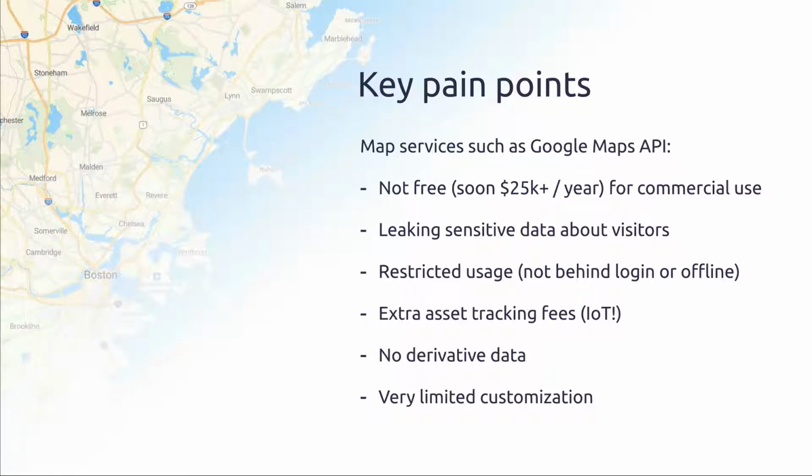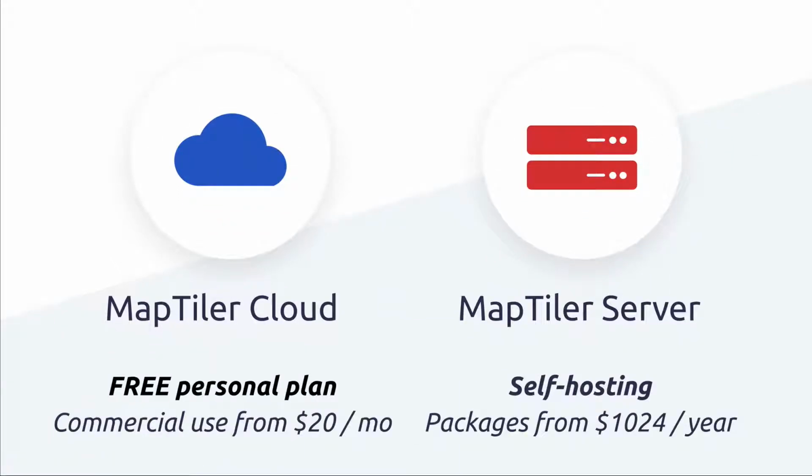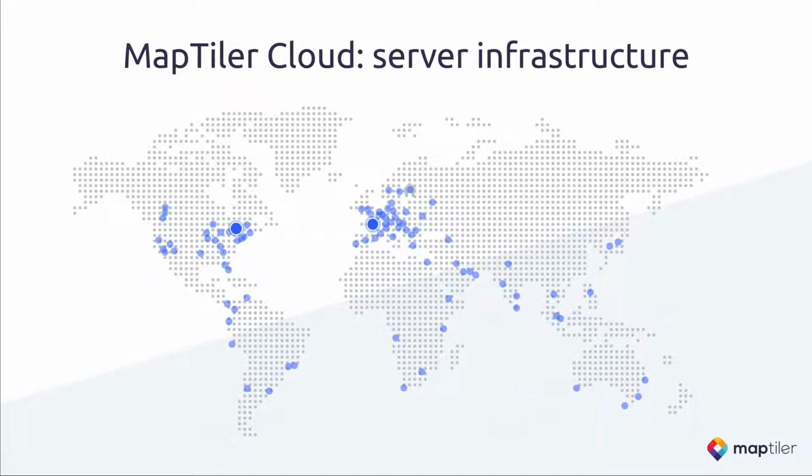Maptiler solves all of these points. We are launching two products. One of them is called Maptiler Cloud and another Maptiler Server. Maptiler Cloud serves the maps from our infrastructure, so you get API endpoints, you can get a free personal plan, and if you use our maps commercially, it starts with $20 per month. The alternative is self-hosting, so basically you can deploy and host the world maps from your own server infrastructure. And there we offer packages of software and data, which help you to do that in a very fast way.